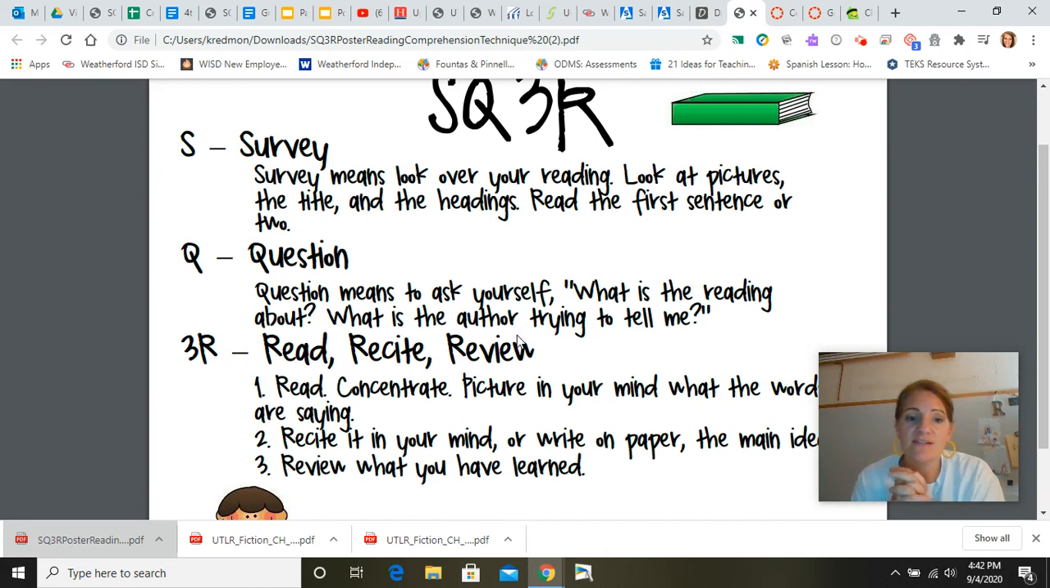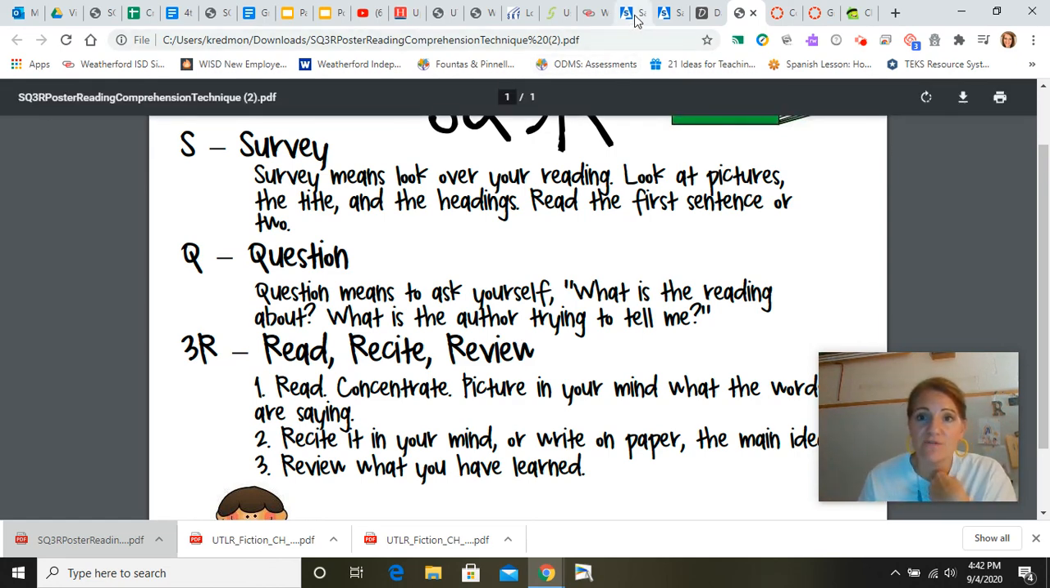And then the next thing you do is it has 3 R's, and those stand for read, recite, review. So read. You want to concentrate when you read. You just don't want to go through and then be done with it. You want to chunk the text, and you want to picture in your mind what the words are saying. Then you want to recite it in your mind or write it on a piece of paper, the main idea. And then you want to review what you've learned.